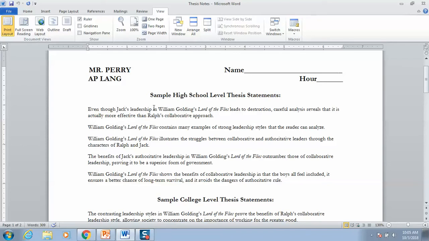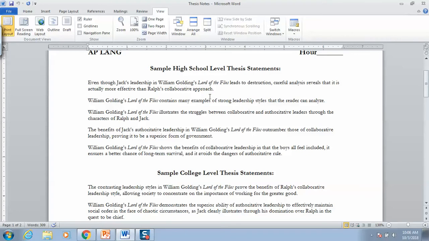This one right here: "Even though Jack's leadership in William Golding's Lord of the Flies leads to destruction, careful analysis reveals that it is actually more effective than Ralph's collaborative approach." All right, so that's true, or it can at least be argued as being true. The problem with this one is that it recognizes something really negative about Jack's leadership, but then goes on to try to establish that it's the better choice. So this is one way that you can contradict yourself in a thesis. If you're going to argue in favor of authoritative leadership, then really every word of that thesis statement should present authoritative leadership in a positive light. So this first part where it admits that it leads to destruction, you would want to take that out.